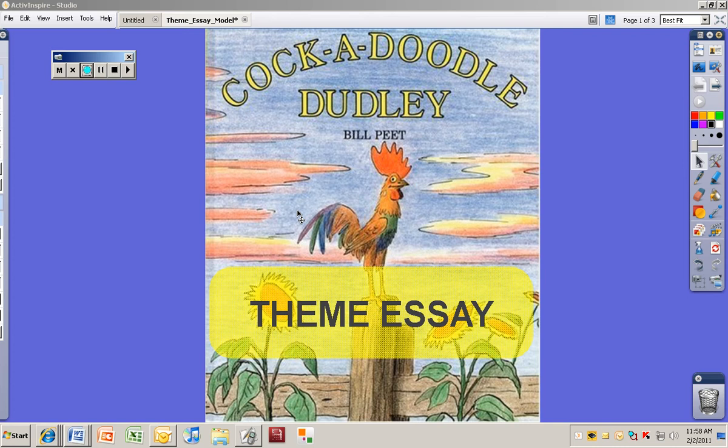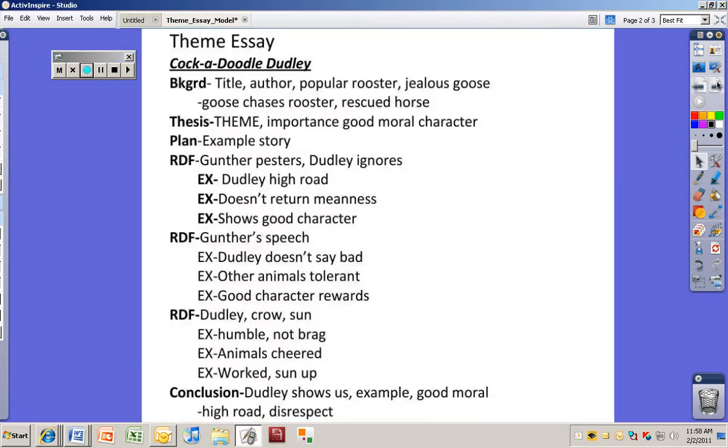Right, this is a lesson for you on writing a theme essay in a multi-paragraph way. A while back, we read the story Cock-a-Doodle Dudley, and then we talked about the theme of that book. Now I'm going to show you how I would put this into a multi-paragraph essay. So pay real close attention. It's pretty complicated, but I think you guys can get it.